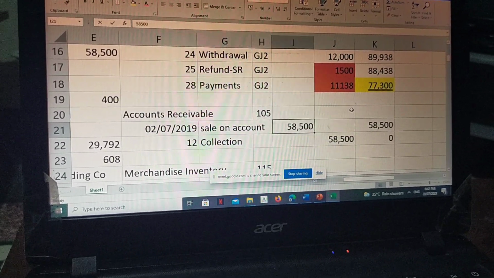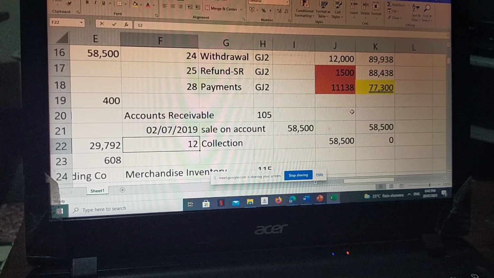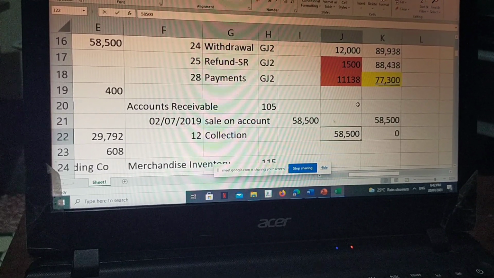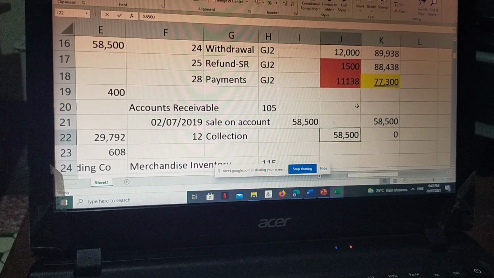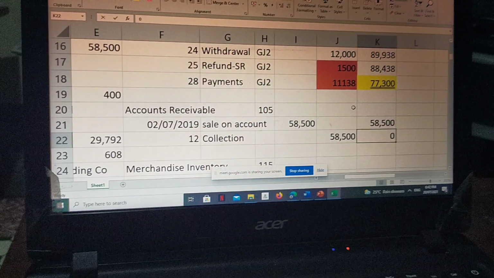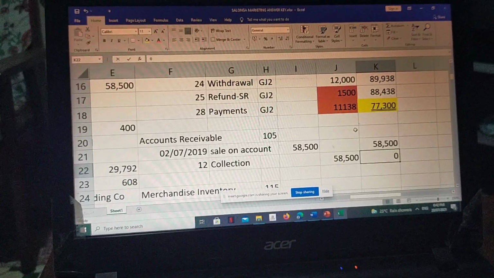Now, for the next account, which is the accounts receivable, dated February 7, that is a sales on account, 58,500. And then, when collected on the date, February 12, you reverse the entry. That is credited, so that therefore wala nang balance. It turned into zero balance.